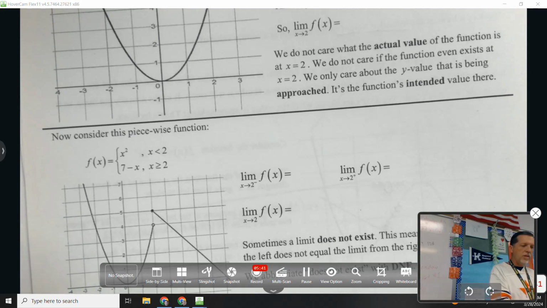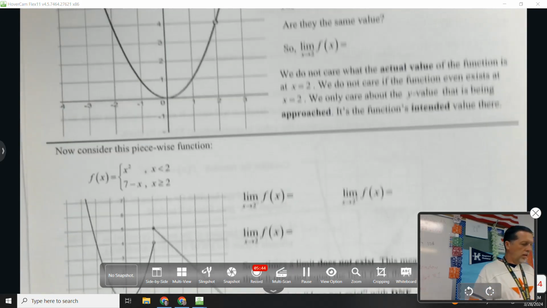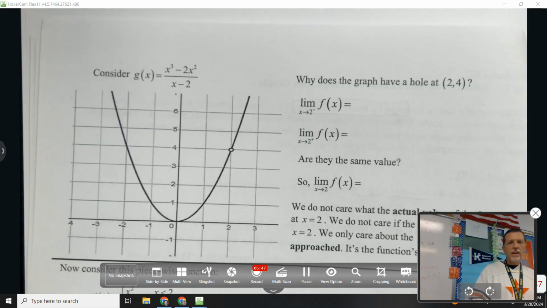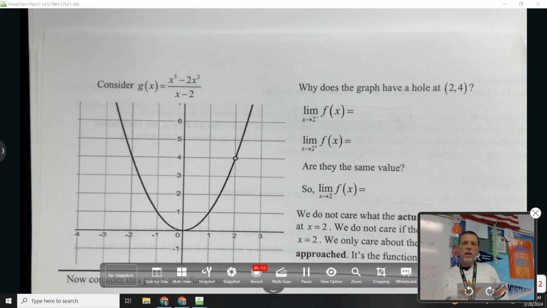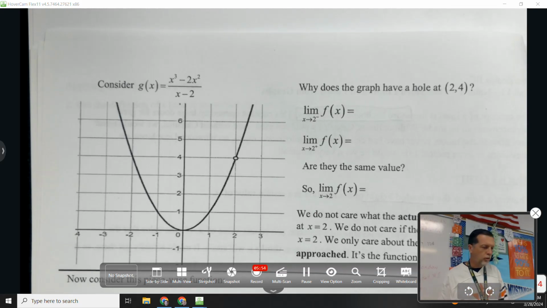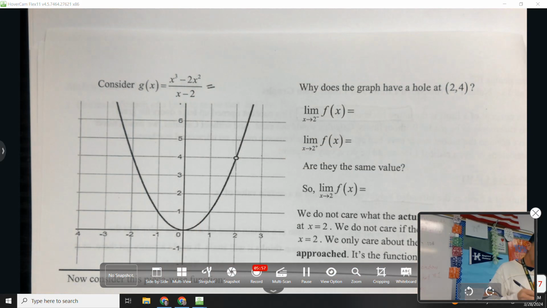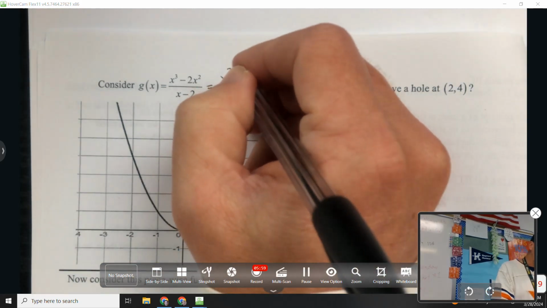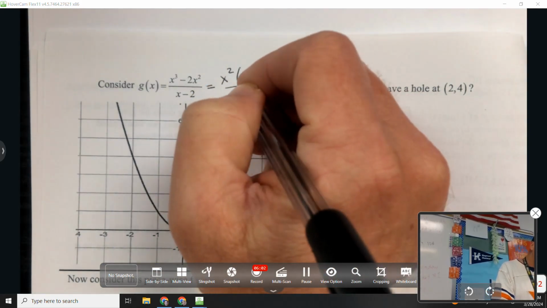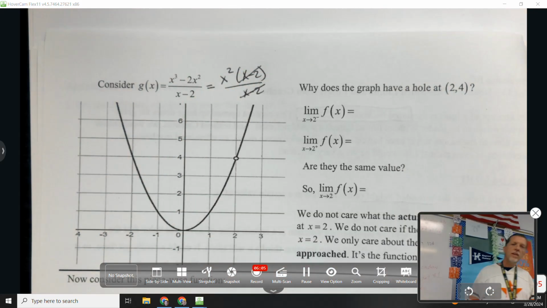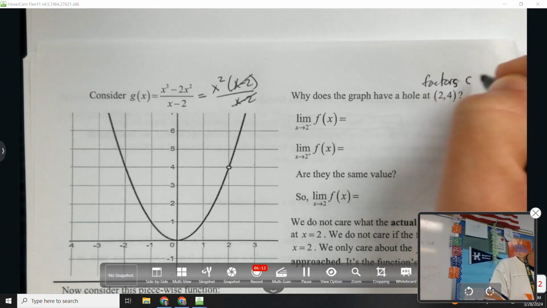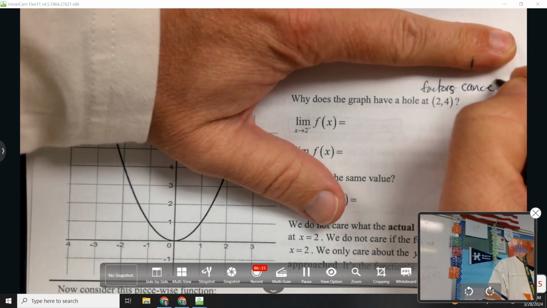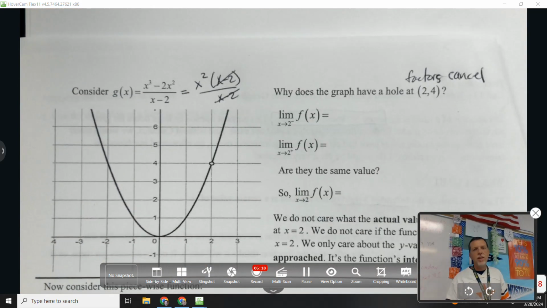Turn the page. Let's see. So consider that equation and its graph already given to us. Why is there a hole at (2, 4)? There must be something going on with that denominator. Sure enough, if the factors cancel, that puts a hole at 2. So I guess the answer would be, why is there a hole there? Because we had factors that cancel. That makes a hole.